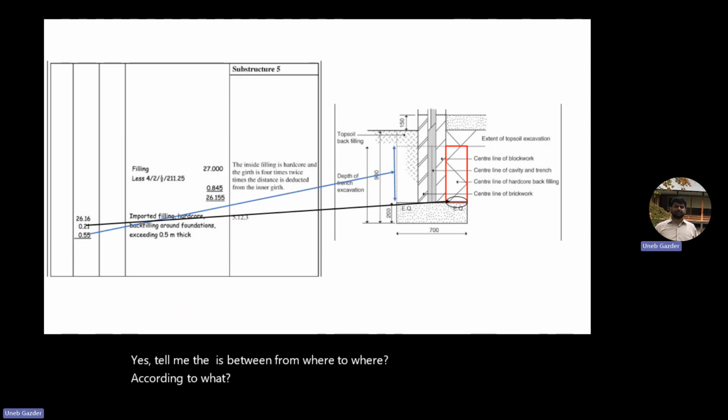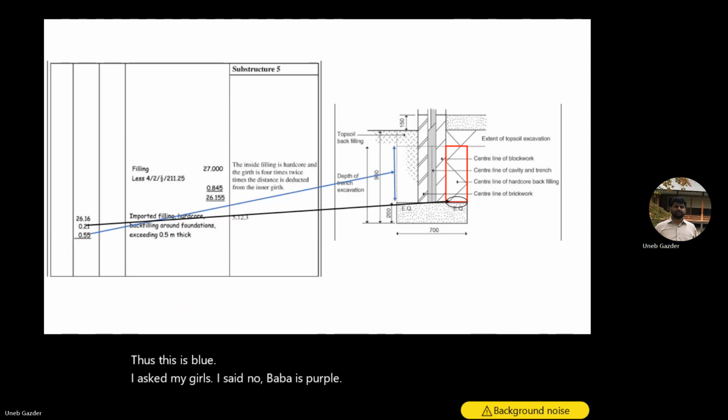Brick. Where is this, is it blue or what? Blue? Boys, agree, this is blue, right? Girls, this is blue? Huh? I asked my girls, they said no, Baba, it is purple. Okay. So whatever it is, blue, purple, whatever.